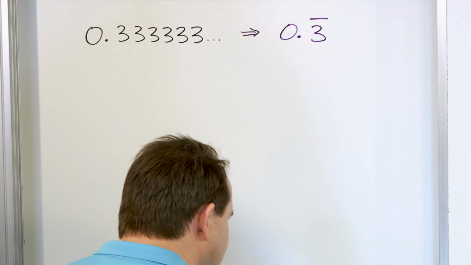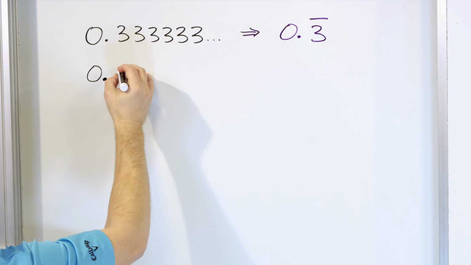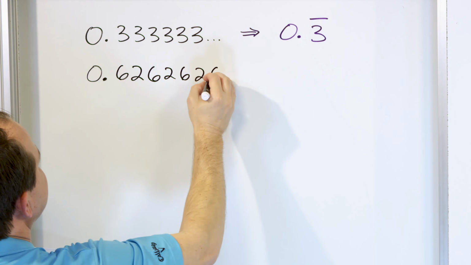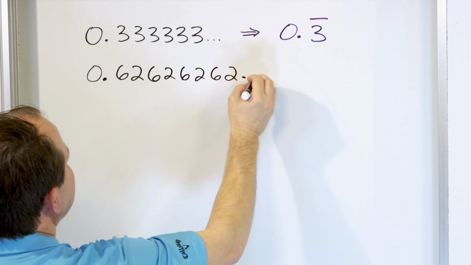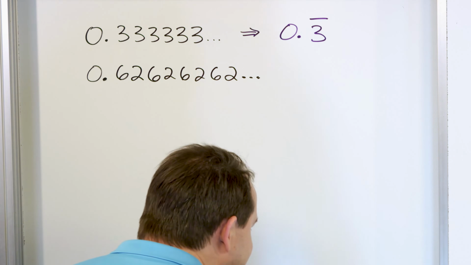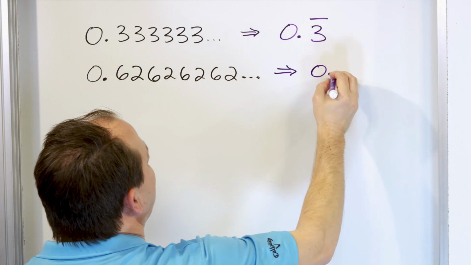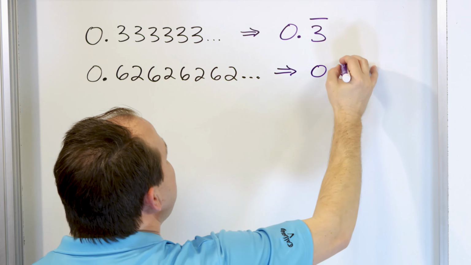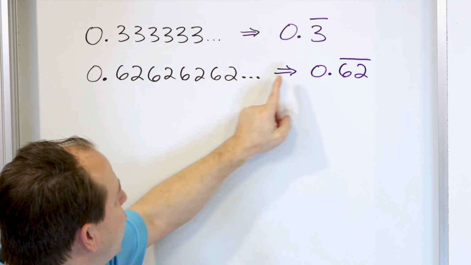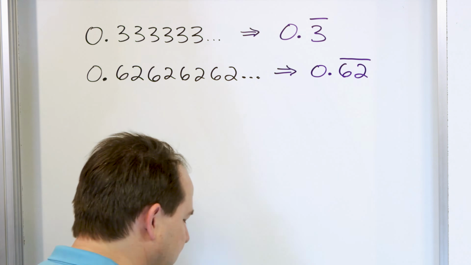Let me give you another quick example. What if we had something like 0.62626262 dot dot dot? You see the repeating pattern, 626262. We can, of course, have things like this pop out of our answers as well. And the way we write something like this would be 0.62, but the bar goes over the 6 and the 2. The bar tells us what is repeating. 0.626262 forever and ever would look something like this.